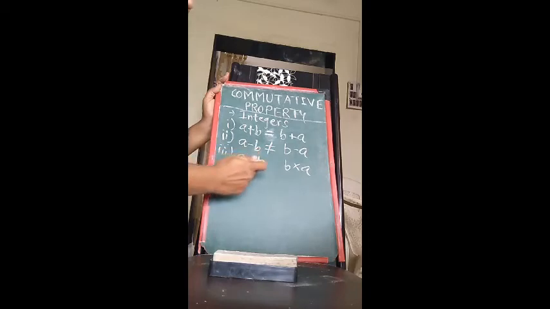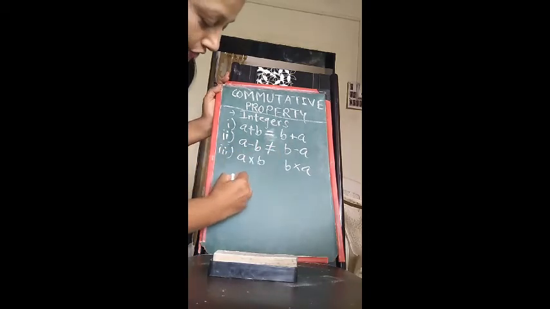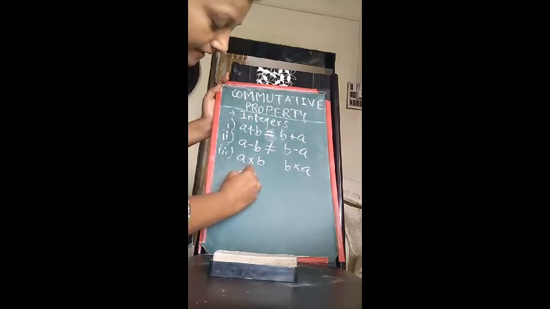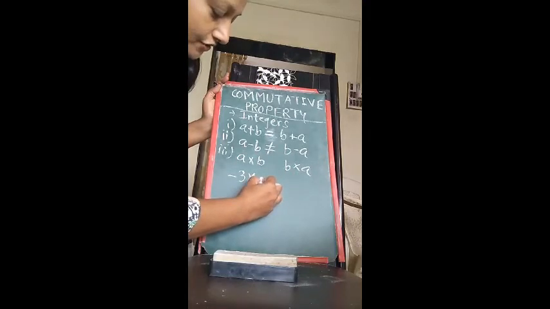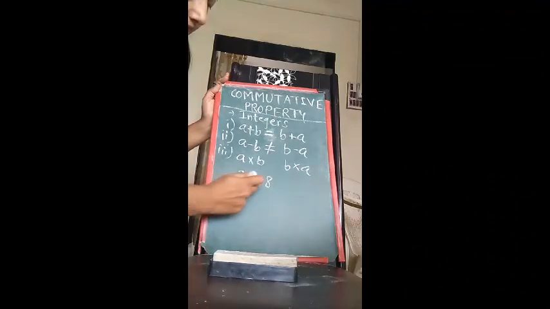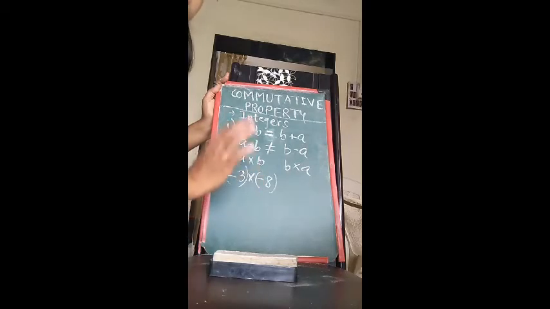Okay, here we are taking two numbers. Suppose it is minus 3 multiplied by, again we will take a negative integer, that is minus 8. If you get confused, just make a bracket around these two numbers because the multiplication sign is there. It is not any addition or subtraction, that you have to remember. So minus 3 multiplied by minus 8.